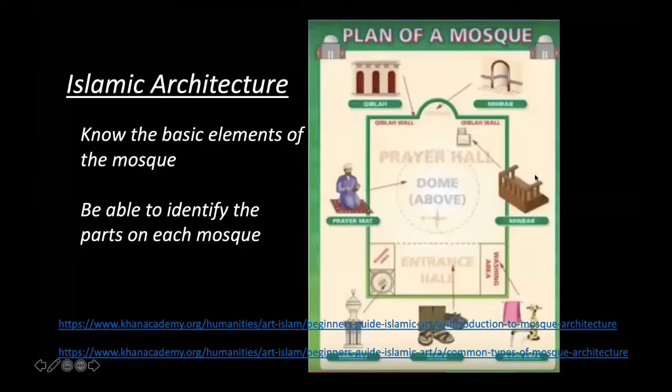All right, we need to be able to identify the basic elements of a mosque. We need to identify them, understand them, and know what they are. So there's this visual here where it's kind of pointing out the Qibla wall, the Qibla, the mihrab, prayer mat, minbar, minarets, and then a dome and a prayer hall. So we're gonna talk about these things, but I also gave you a lot of articles at the beginning of this unit in your notebook. So yeah, you can look at that if you want to.